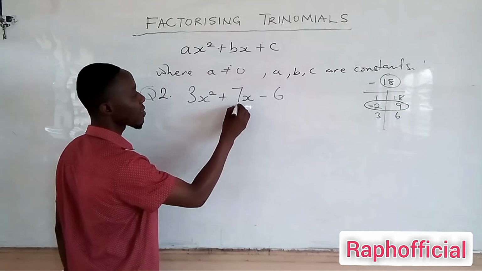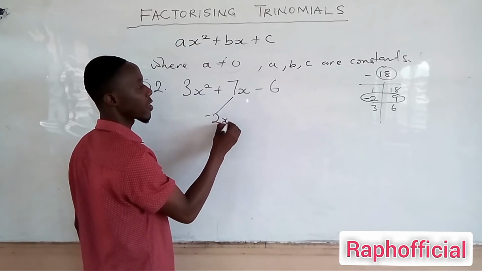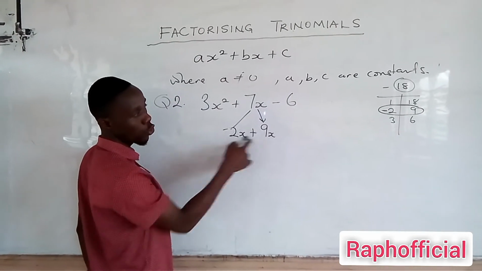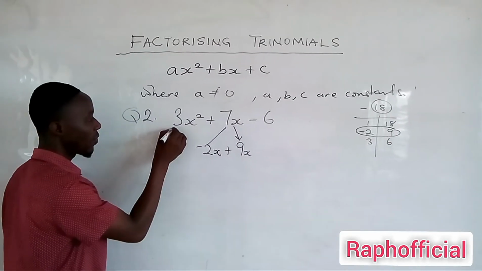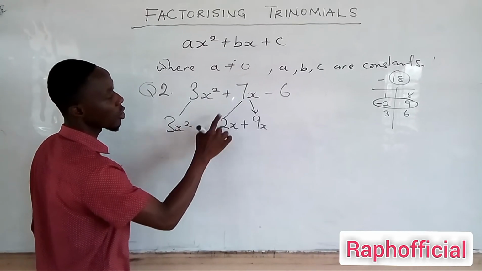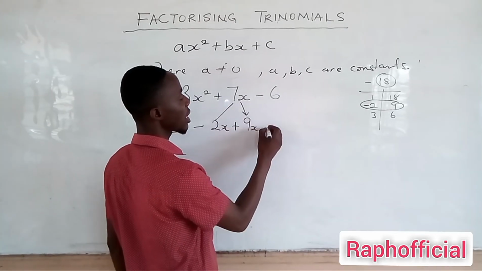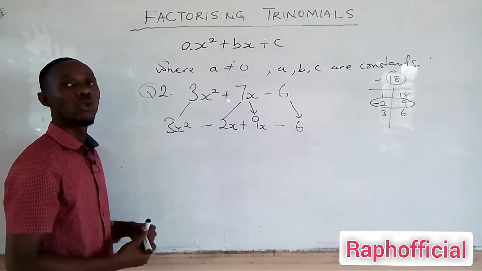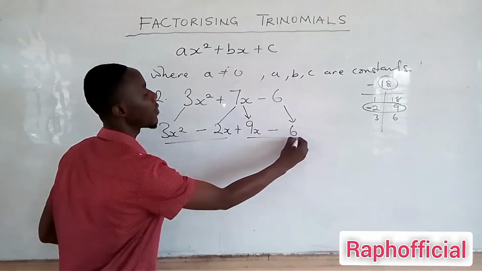So rewriting it, the middle term can be rewritten as negative 2x plus 9x. So it has been split into two. When you put them together, and also when you multiply, you get negative 18. So the rest can be written as the same thing. It doesn't change. We have the negative 6, it doesn't change. Now we are going to factorize two terms at a time. This and that, and this and that.